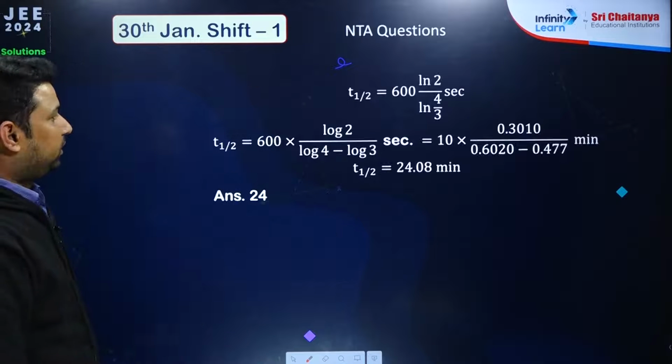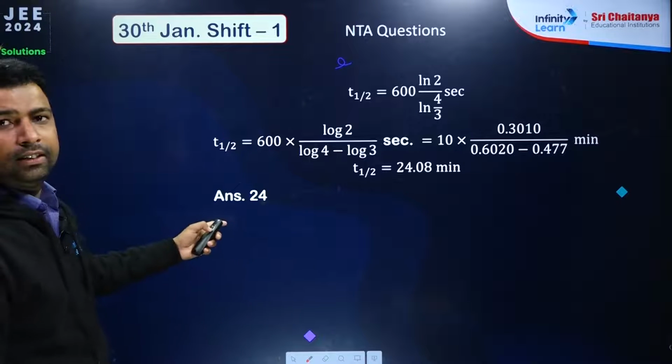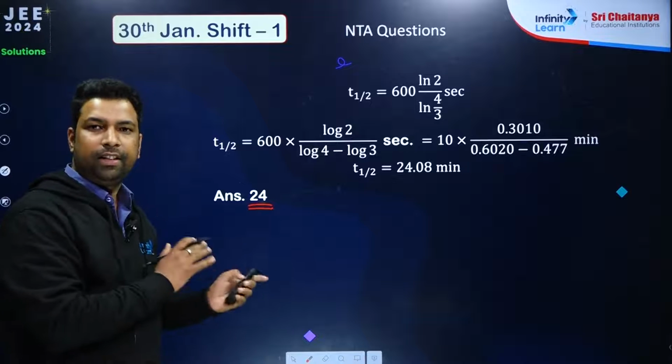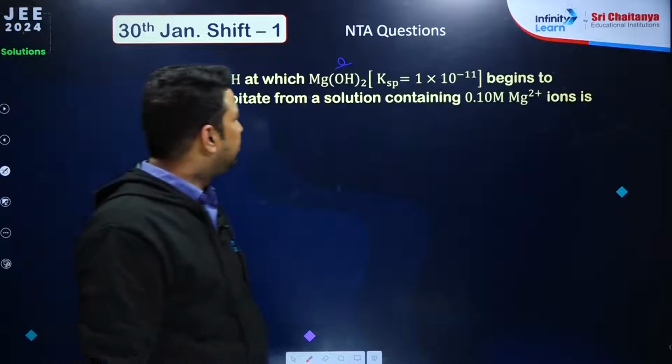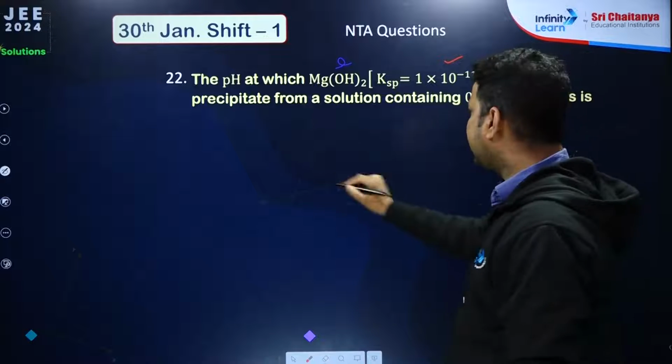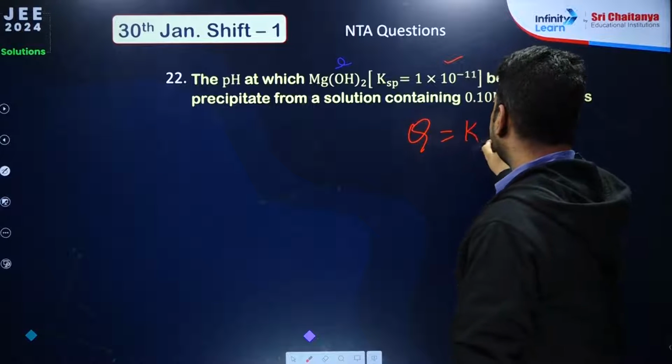Come to the next question. See, after solving the question, you will get the answer 24. The complete explanation is given out. Okay, the pH of Mg(OH)2, Ksp is given, at which it begins to precipitate. What is the condition of precipitation? Q should equal Ksp.